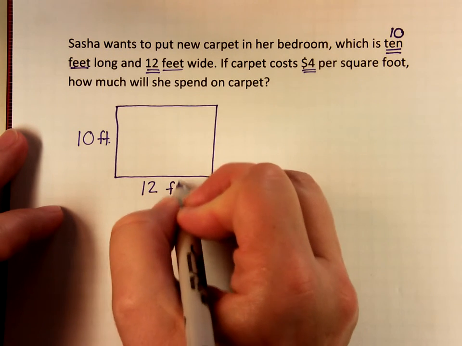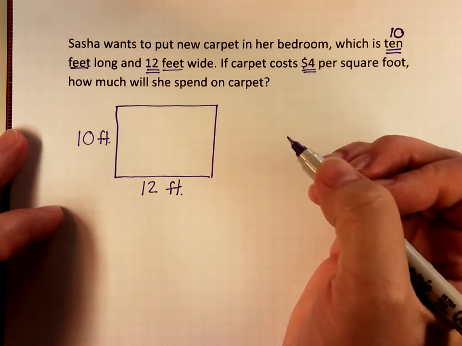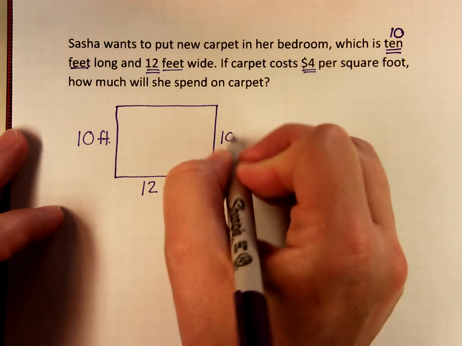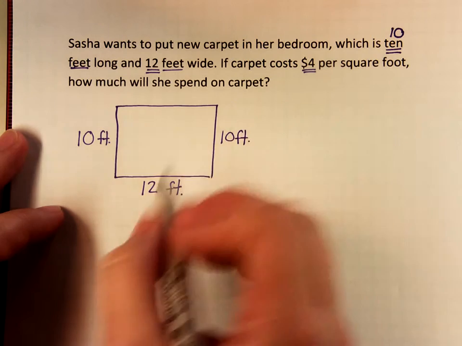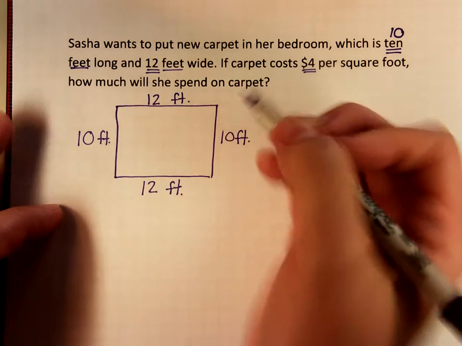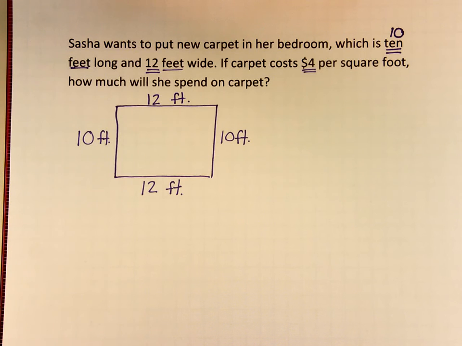And something that you know about regular shapes is that the opposite side is the same. So this one is going to be 10 feet. And this one is going to be 12 feet. So here's an example of how her room might look.